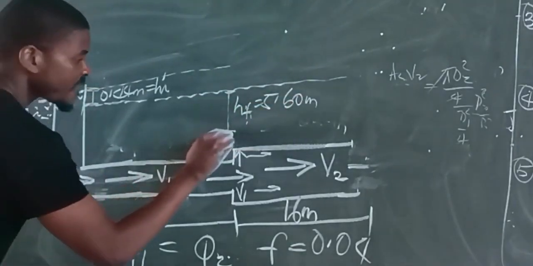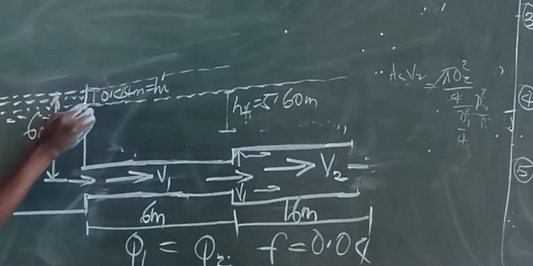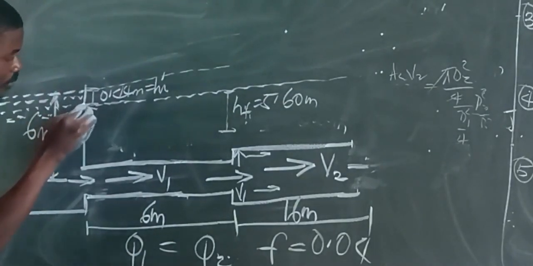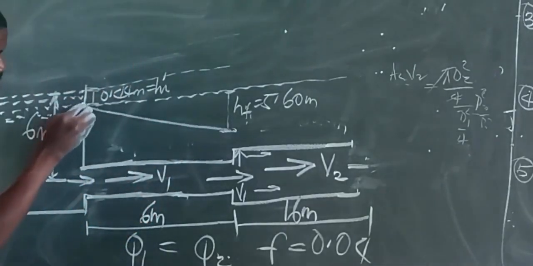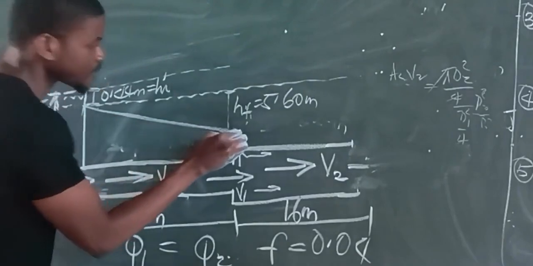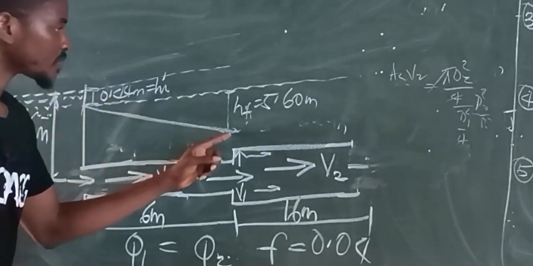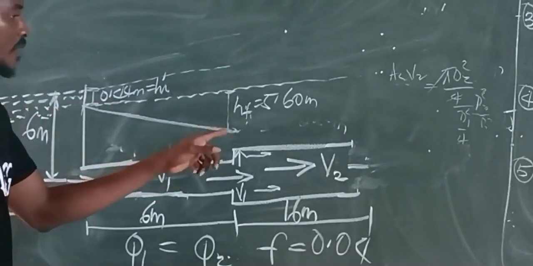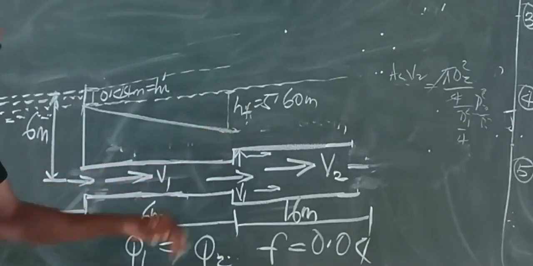Now, once you pick up 5.60, what you do is join this point, 0.44, with a meter rule. You join these two points together. So from the entrance level down to the head loss due to friction, you join the two of them together and you stop there.